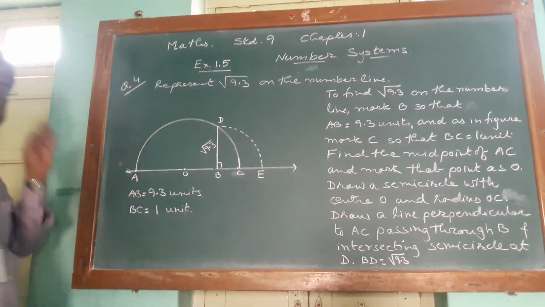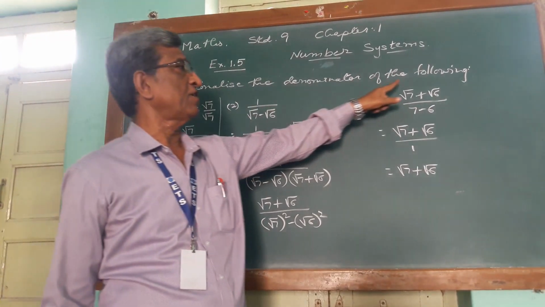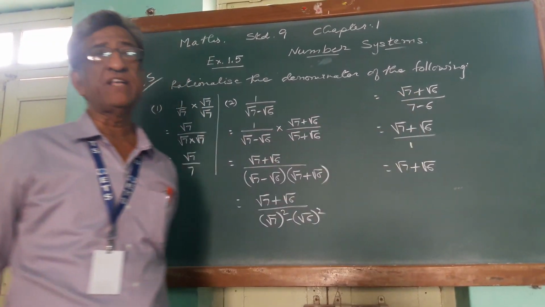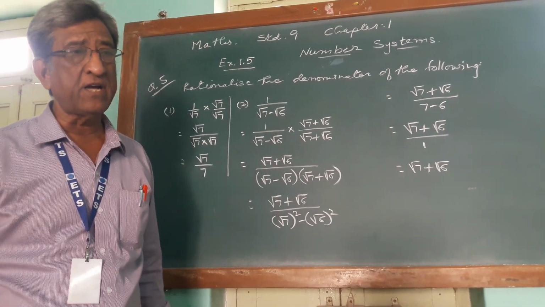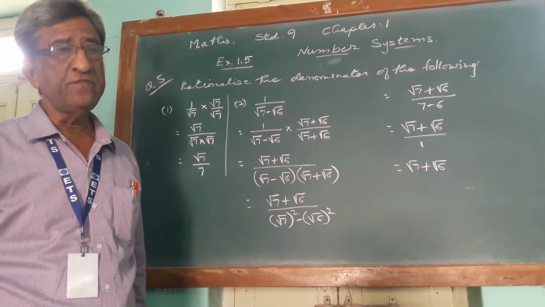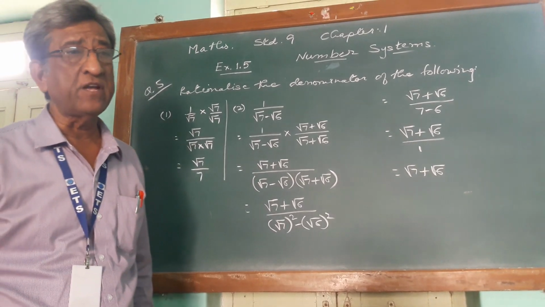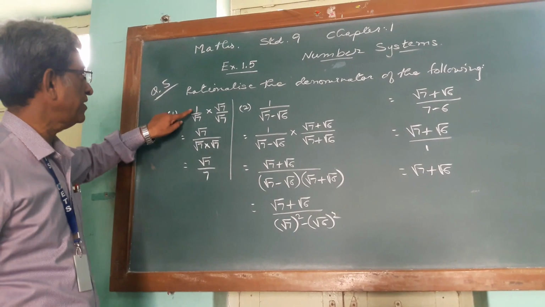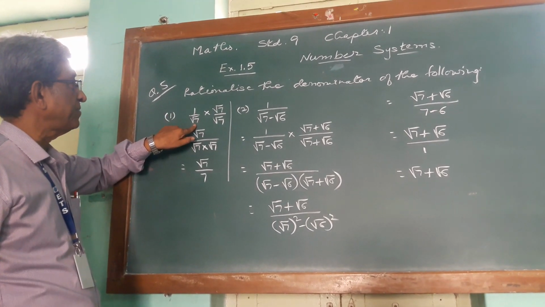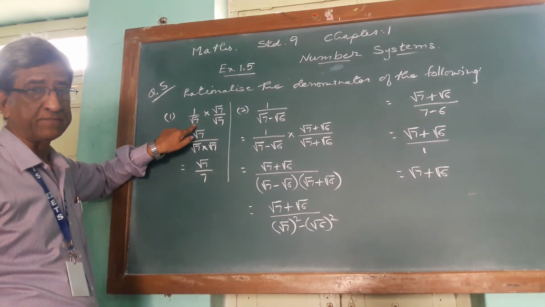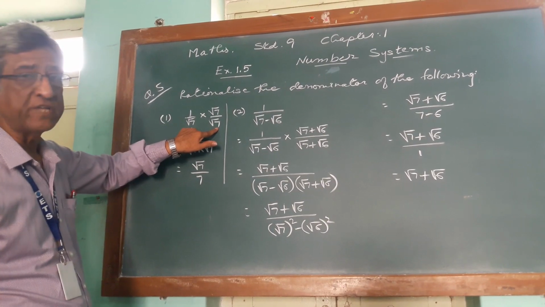Question 5. Rationalize the denominator of the following. Rationalize means you have to remove the root from the denominator. If there is a root in the denominator, by doing any operation you have to remove it. Here it is 1 upon root 7. We want to remove this root 7, so you have to multiply it by root 7.